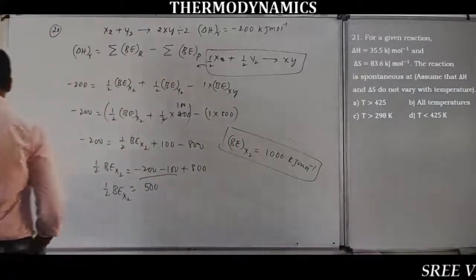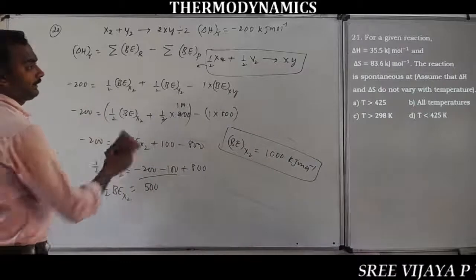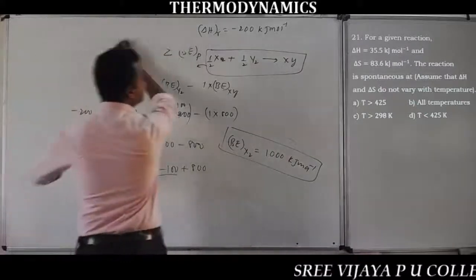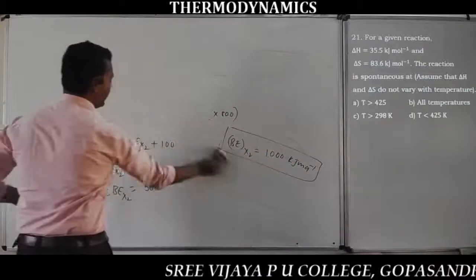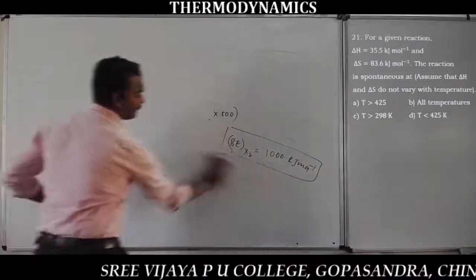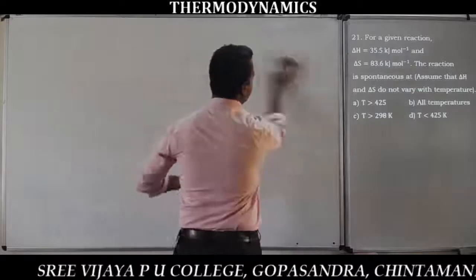Next one, 21. For a given reaction, delta H is 35.5 kilojoule per mole and delta S is 83.6 kilojoule per mole.